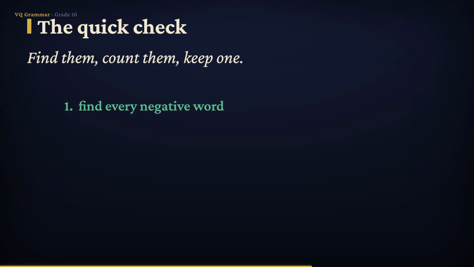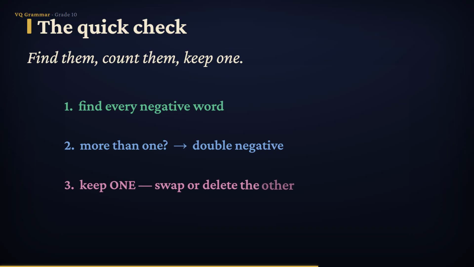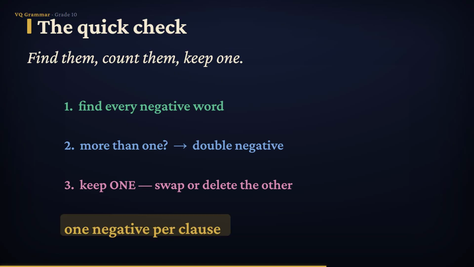Step 2. Count them. If you turn up more than one, you're looking at a double negative. Step 3. Keep exactly one negative and either swap the extra word for its positive partner or delete it outright. That's the whole method. One negative per clause says everything you need to say.